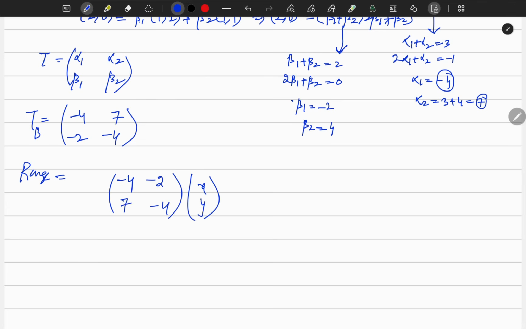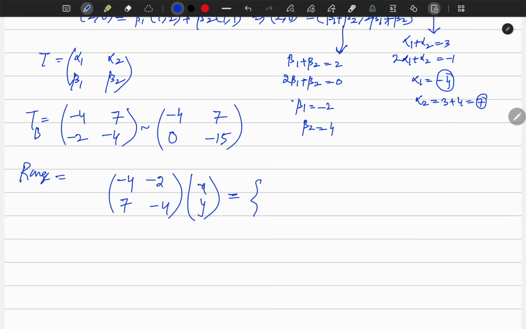Multiply x and y, and you will get the range space. Or you can also create it in the echelon form, that is minus 4, 7, 2. 2 4s are 8, minus 8 and minus 7, that is minus 15. So this is the way. Similarly you can find it.